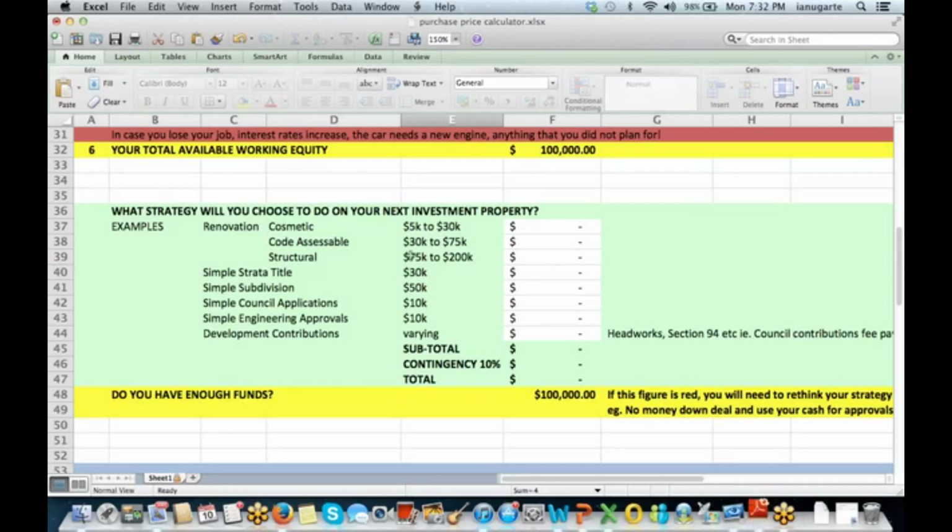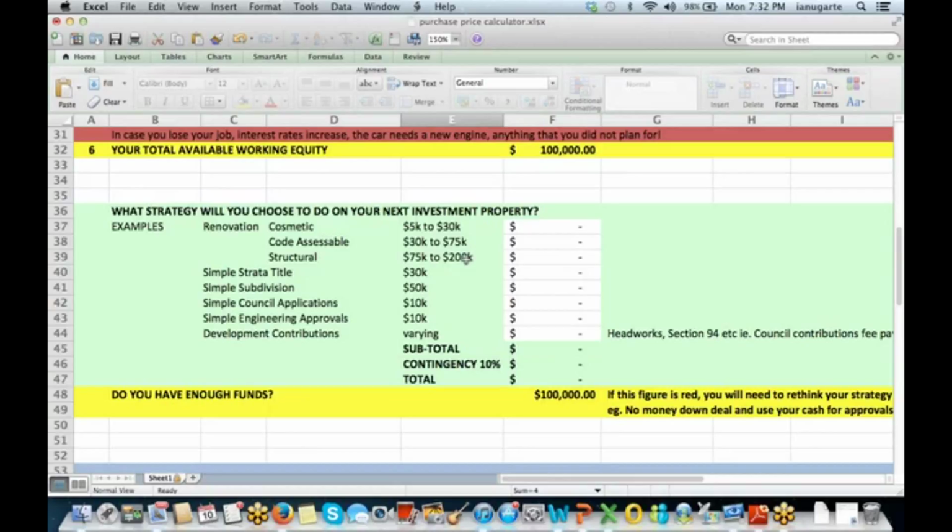And then you've got a structural renovation. That's a full-on renovation where you're knocking the back of the house out and you're going up one story, adding bathrooms and kitchens and doing the whole lot. You're going to need somewhere between 75 to 200 if it's a big structural renovation. And I've worked on a structural renovation that cost $1.6 million. So, it's full on.